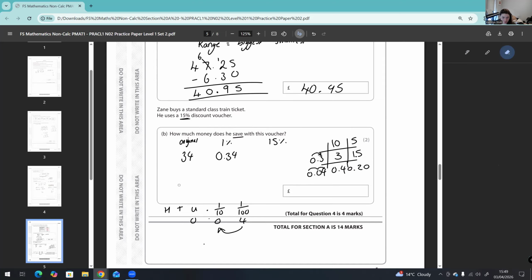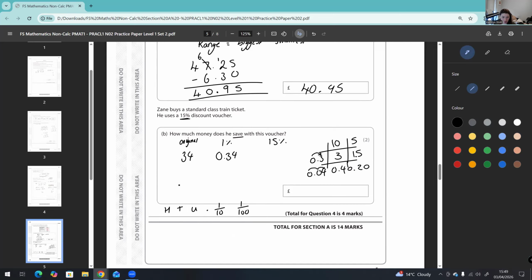Let's use our scaffold to show why. So we're going to go 5 times 4 is 20. 2 jumps back because of this. 1, 2. It's going to end up as 0.2.